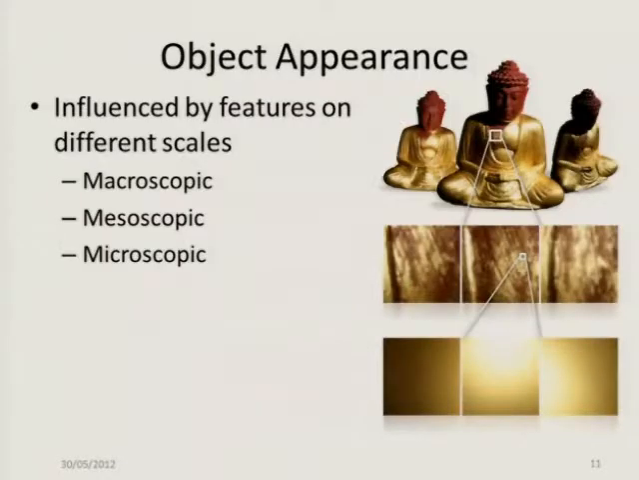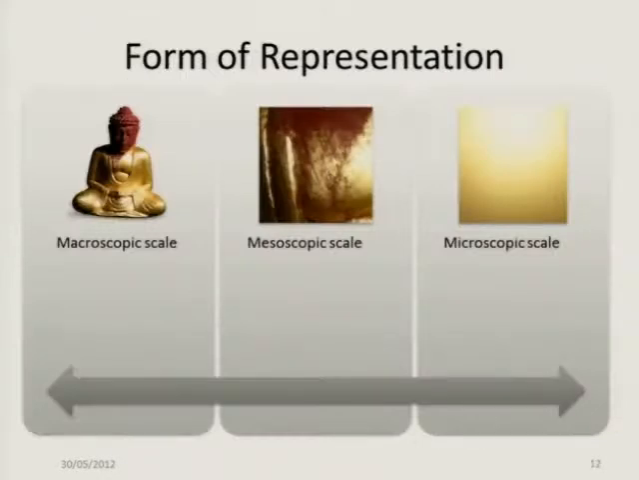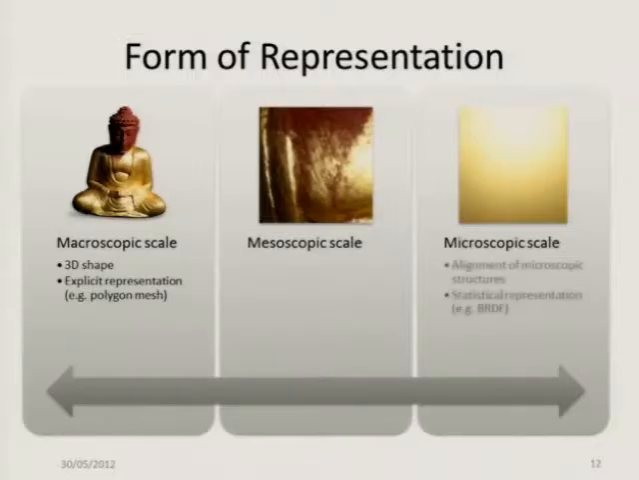I have here some examples of how this looks. And the form of representation, how can we represent the appearance? Of course, we have our macroscopic scale. We have shape, explicit representation like a polygon mesh. On the microscopic scale, normally we use a statistical representation, maybe a BRDF or whatever. And for the mesoscopic scale, what should we do here?